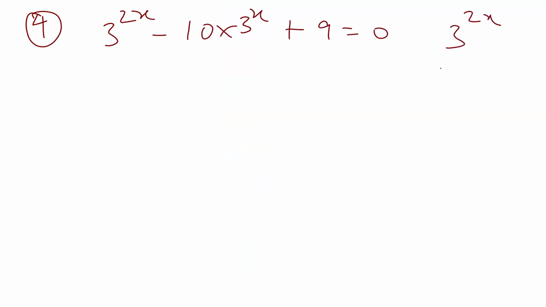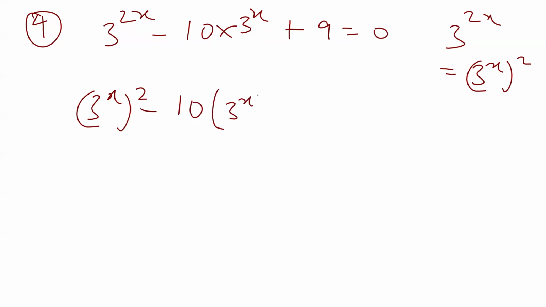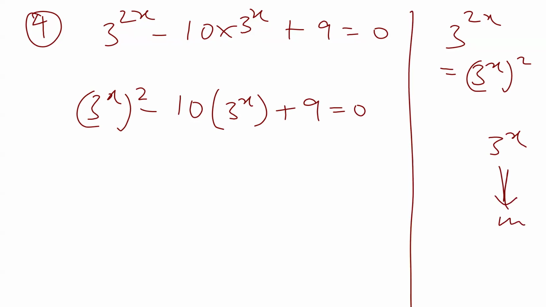Question 1, sub question 4, I mean. 3 raised to 2x minus 10 into 3 raised to x plus 9 is equal to 0. Now 3 raised to 2x, I'll just write it as 3 raised to x the whole square, by indices, it is absolutely correct. And 3 raised to x, I will take it as m. So m square minus 10m plus 9 equal to 0.